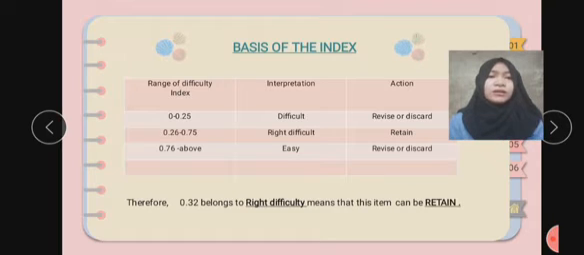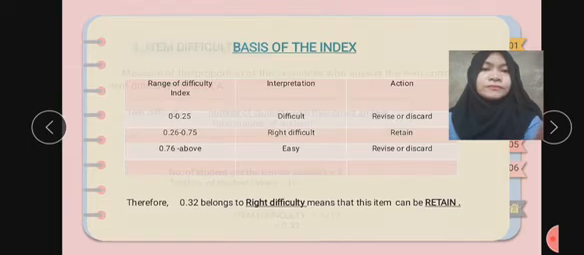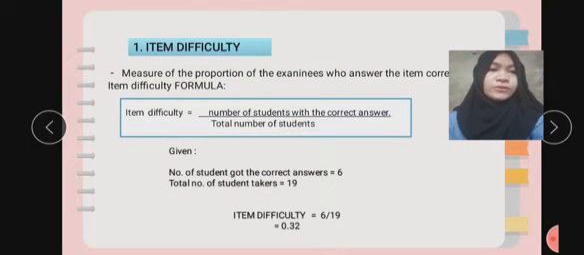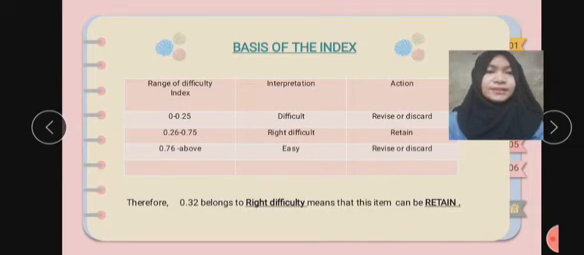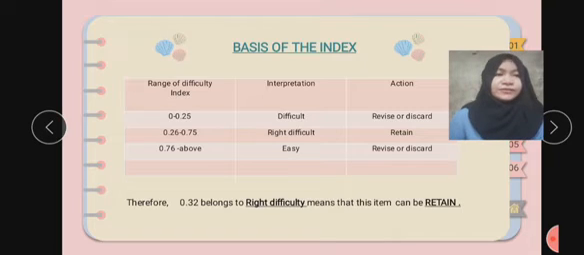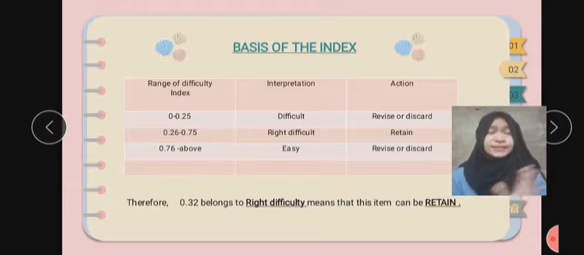Okay, so yung sagot natin kanina dito is 0.32. So let's take a look. Okay, so asan na belong yung 0.32? Nandito siya, class, right? Yes, so 0.32 means right difficulty or retain. So means that items is retain siya, or pwede mo pa siyang isali sa next na gagawa ka ng isang question, or okay lang siya, wala siyang as in mali.